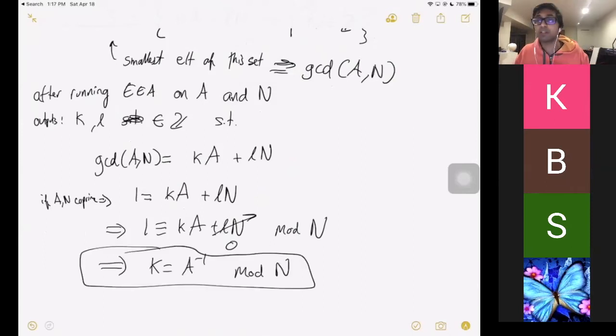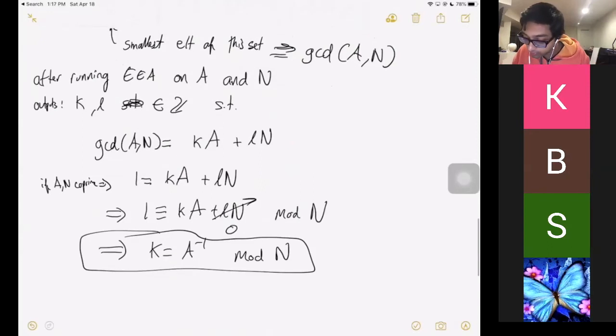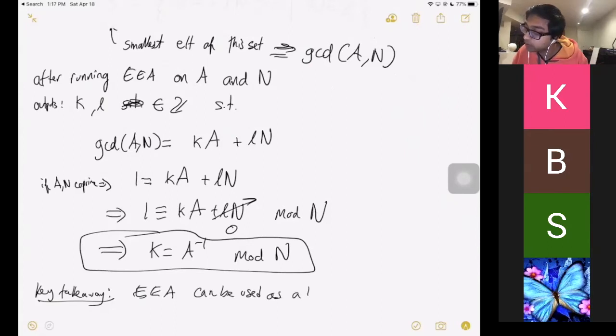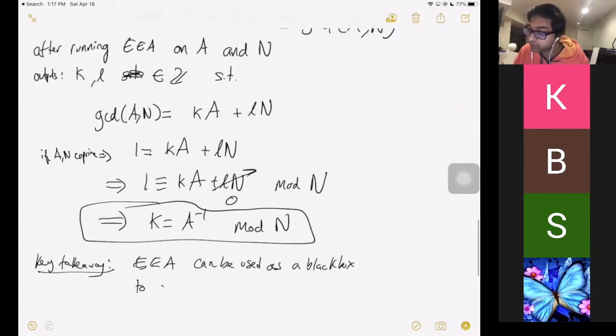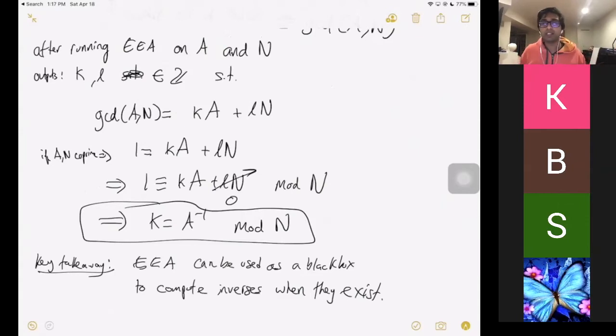So this is what the extended Euclidean algorithm is really doing behind the scenes in order to give you multiplicative inverses. But again, the key takeaway here is that the extended Euclidean algorithm can be used as a black box to compute inverses when they exist. Cool. Are there any questions on this material? I know that it's kind of difficult to get your head around the first time, so I want to stop here and ask if anybody has any questions.